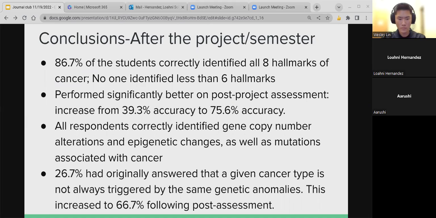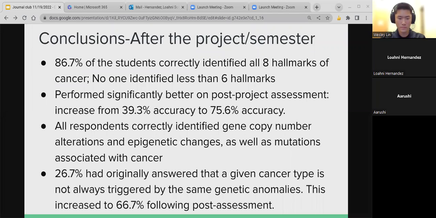So what happened after the project and semester? What did we learn? As shown by the slides, much improvement on both an individual and group level was demonstrated. In the post-assessment, about 86.7% of students correctly identified all 8 hallmarks of cancer, with no student correctly identifying fewer than 6 hallmarks. On overall question accuracy, there was also noted improvement, as accuracy increased from 39.3% to 75.6%.